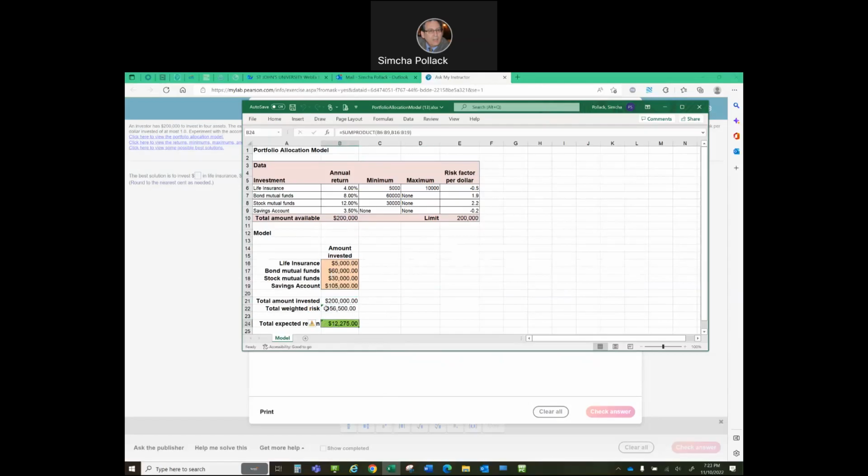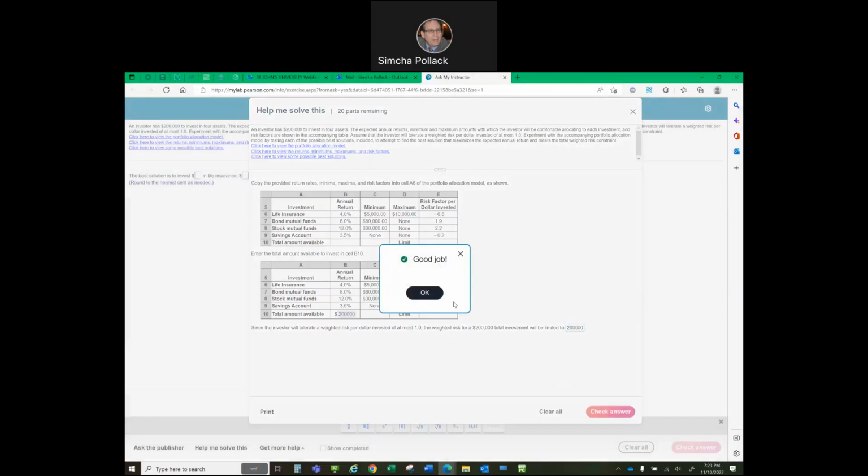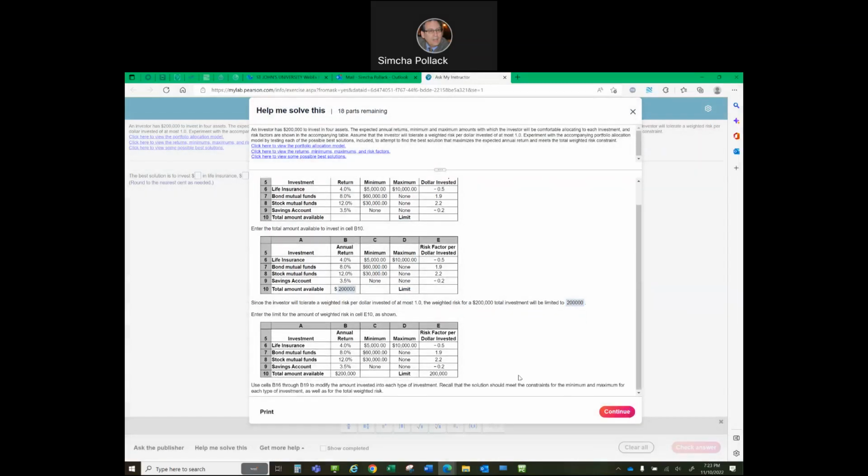And the expected return is now up to this point. But we have one more risk we could allocate, so this is not going to give us the optimal solution. So let's go back to the problem. This was 200,000, we said. Check answer. So far, so good. Enter the amount of risk and sell. We did that. Continue.